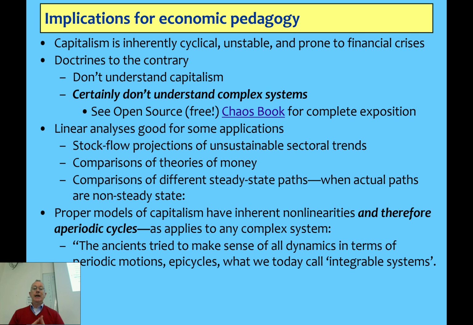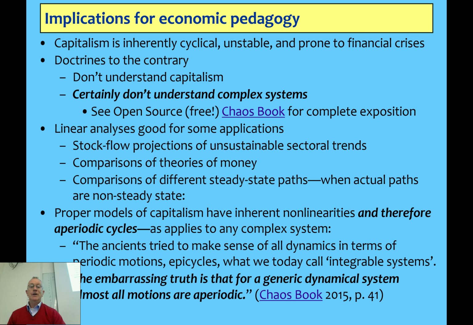But if you look in that Chaos Book, they make a wonderful statement about the nature of complex systems, saying the ancients tried to make, that's basically neoclassical economists, tried to make sense of all dynamics in terms of periodic motions, epicycles, and what we call integrable systems. It says the embarrassing truth is that for a generic dynamical system, almost all motions are aperiodic. Now, that's what we're trying to identify ourselves, looking at capitalism from a non-neoclassical point of view.